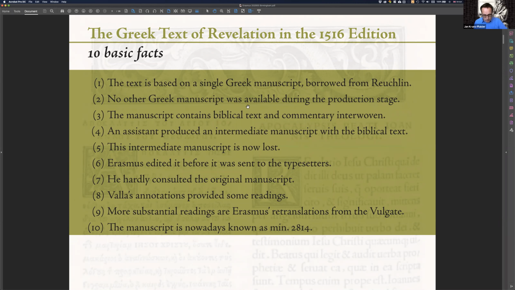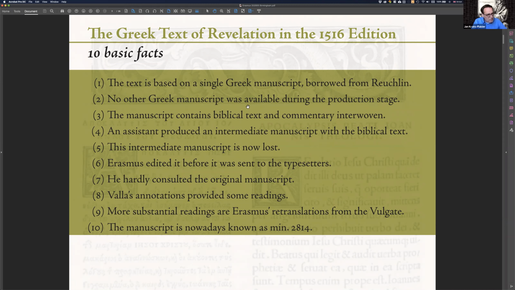Primary sources for studying the 1516 Erasmian text of Revelation are, very logically, the following: the text of the 1516 edition itself, and Erasmus' annotations, and, very important, scattered remarks made by Erasmus in letters and apologies. And of course, very important, Minuscule 2814 itself. Additional sources are the Vulgate text and Valla's annotations.